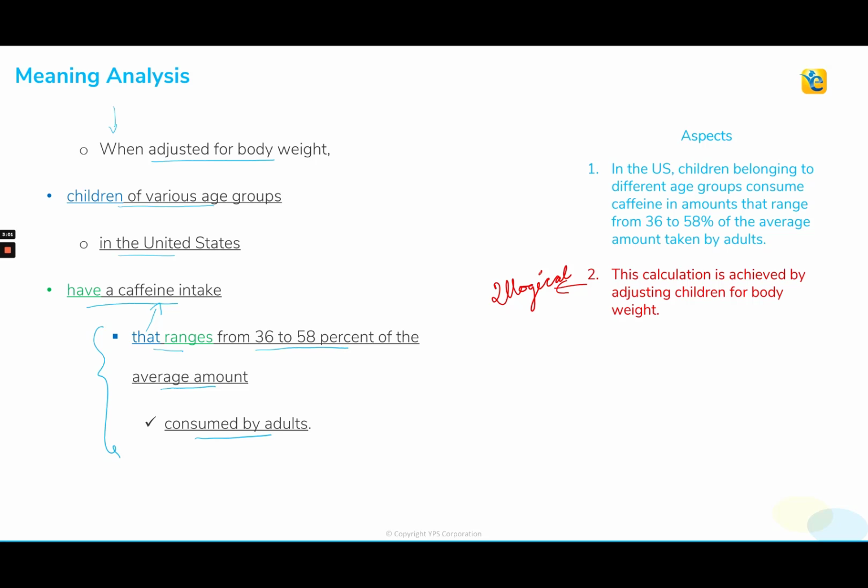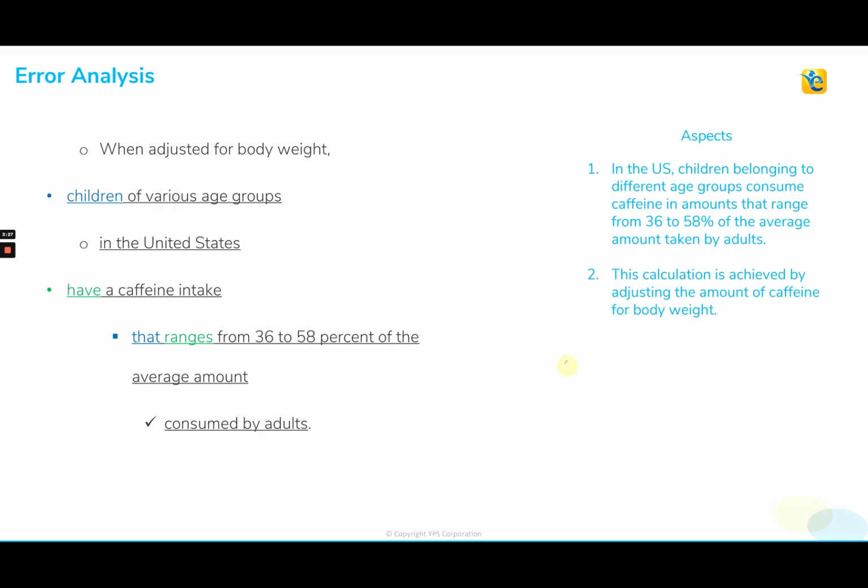Now, the sentence is talking about children's caffeine intake. This caffeine intake ranges from 36 to 58% of the average amount of caffeine intake of adults. So it is actually the caffeine intake that is adjusted for body weight in order to arrive at this calculation, and that is the logic that must be conveyed.